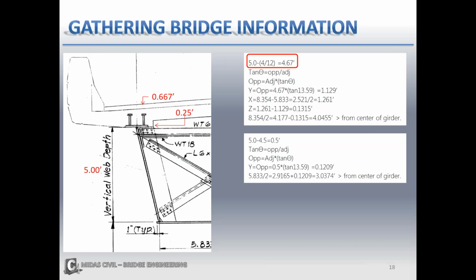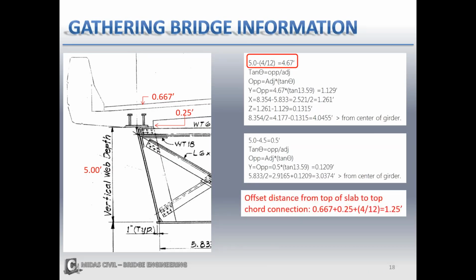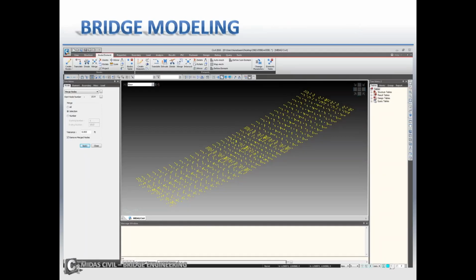You're going to repeat the calculations as well for the top of slab to top chord connection. In my case, it was 1.25. And I also want to point out that you're going to want to know the distance from the center of your girder to these nodes as well, which we had calculated previously. Alright, so you're going to repeat this process, go into Node and Elements, Translate, pick the new distance you calculated and click Apply. So basically the same thing we just did for the bottom chord. And once you do that, this is what your model should look like.